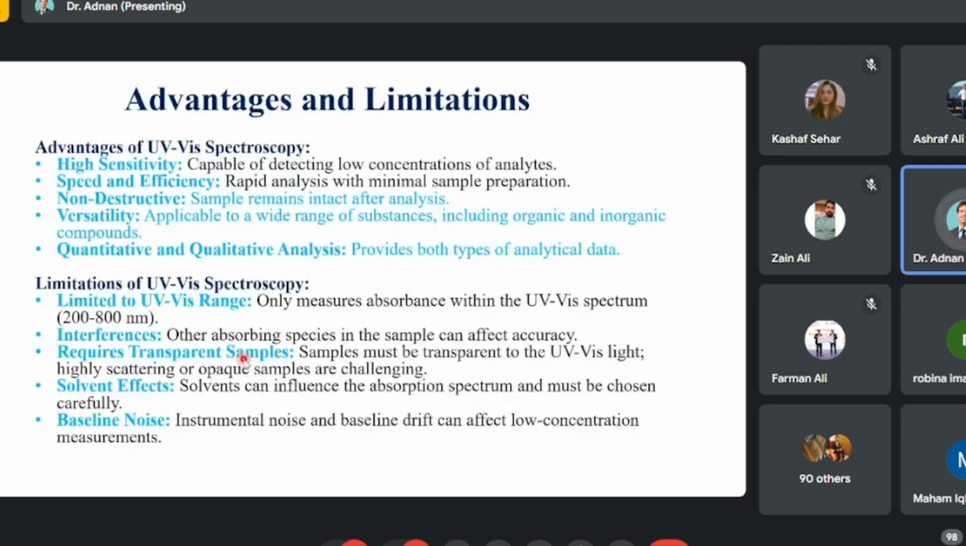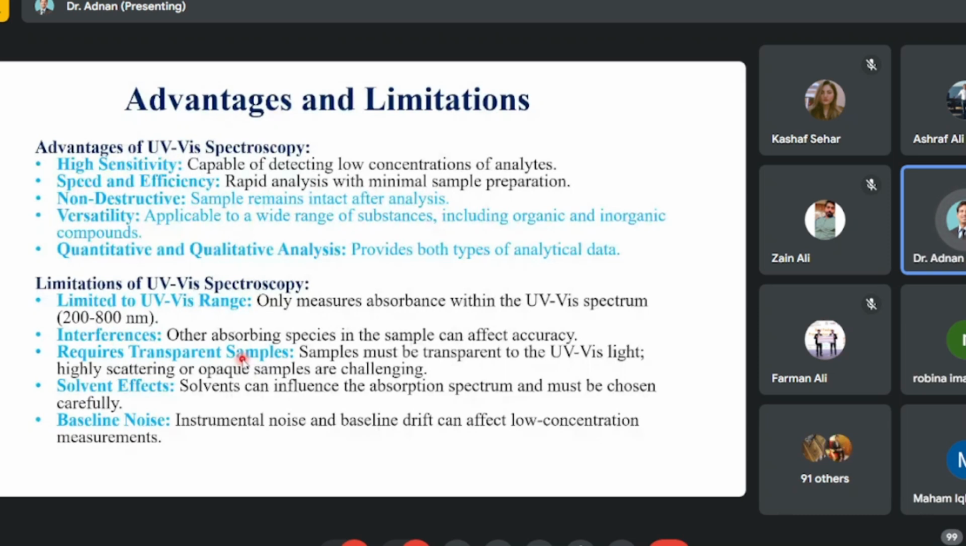When you are analyzing the dyes or other substances, you must remember that the solution should be a bit transparent. The light can pass through the sample. If it is blocking all the light, you cannot analyze the sample.